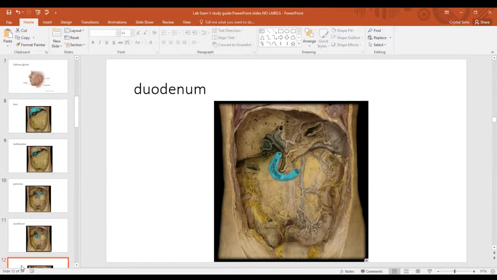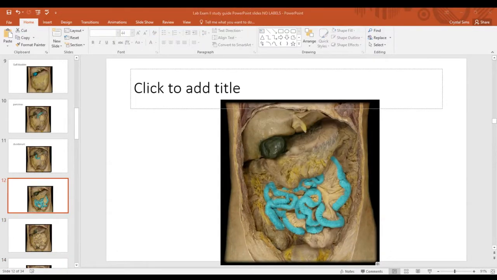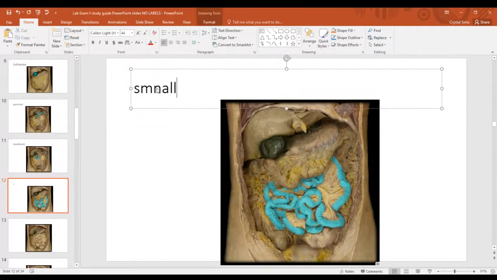The picture's gone again. What about now? I minimized. Is my picture gone again? Let me stop sharing and try sharing again. Yeah, we're looking at the gallbladder, but let me come back.